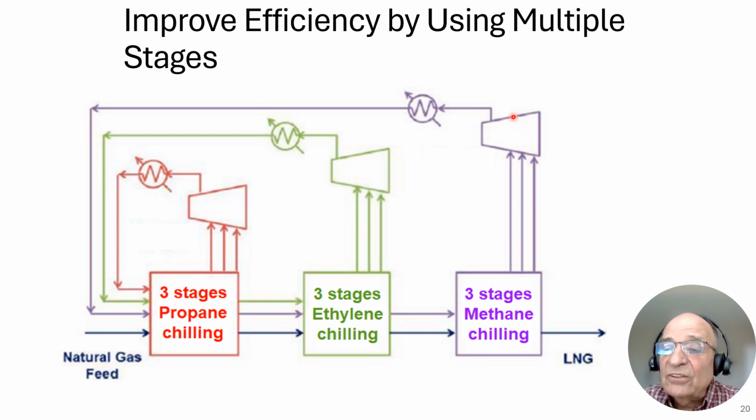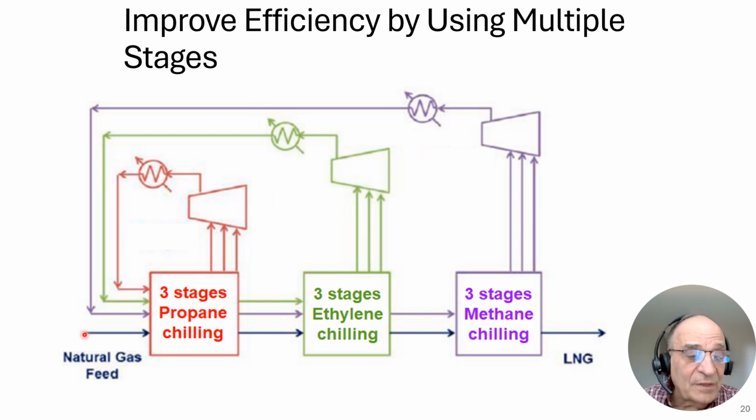And they feed into a methane compressor, goes to an aftercooler, goes into the propane chiller, gets chilled, goes into the ethylene chiller, gets chilled, goes into the JT valve, which is your methane chiller, goes into three JT valves in here, and chills down at three different methane pressures related to three different methane temperatures.